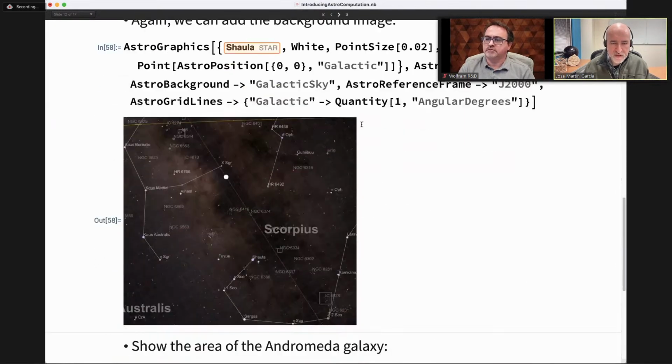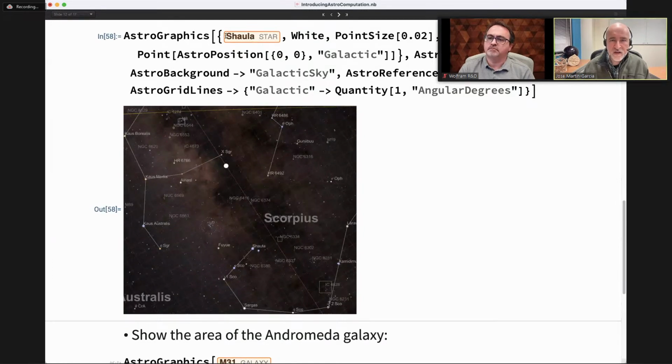We can also produce a nice map like this. Now we are including two things. We are including this star, which is this one, and this point, which is the 0, in galactic coordinates. So this means it's the center of the galaxy, right? It's a point, it's very large, it's that point. This is the galactic plane. And notice that I'm also adding grid lines in galactic coordinates separated by 1 angular degree. So these are the lines, right? And of course, they go through the center of the galaxy. Okay, and you see, Scorpius is the constellation in that region.